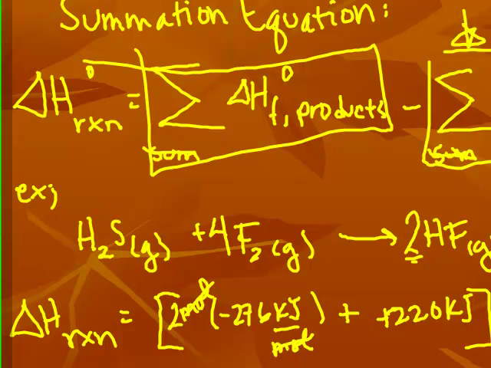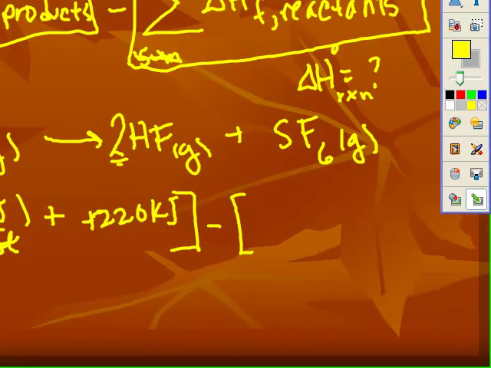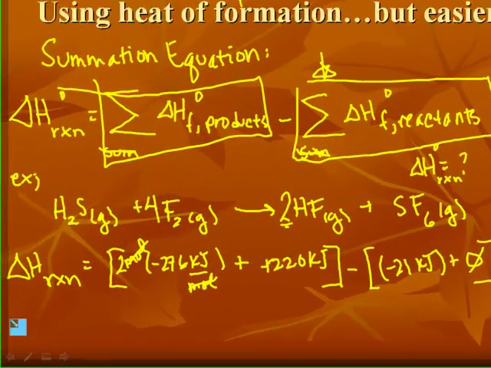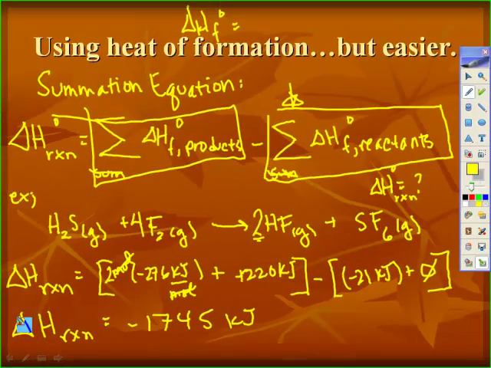Now we're going to do our reactants, which are over on the left-hand side. So we're going to subtract the sum of H2S, and there's only one of those. So I'm seeing that that is a negative 21. So again, 1 times a negative 21 kilojoules. And then my F2 is an element, so there is no value for that. It's just 0. So you could put plus 0, or you could just be done. And that's it. So now I add up the sums and subtract my reactants from my products, and I get my answer. And for this particular reaction, what I'm coming up with is negative 1745 kilojoules.